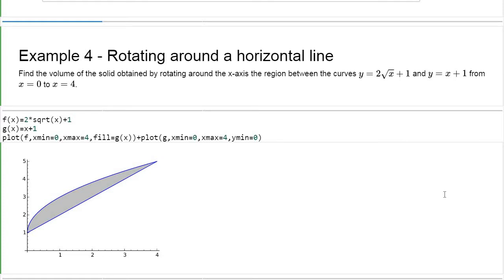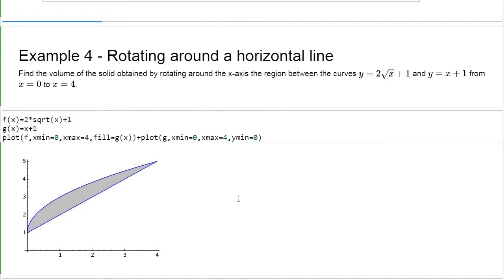Okay, so far I've only done rotation around a vertical line. What happens if you rotate around a horizontal line? Well, in this case, we're going to do everything in the y direction. So we're going to have a y integral. Our limits of integration are going to be y values, and we're going to have y functions.